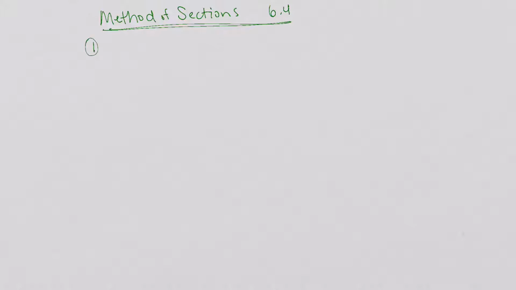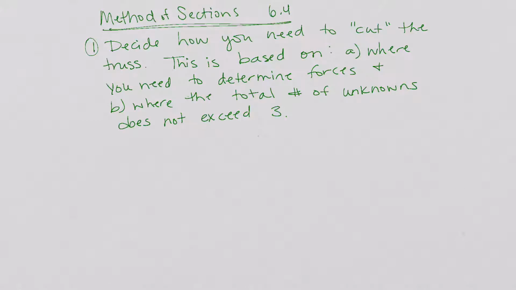The first step: decide how you need to cut the truss. This is based on where you need to determine the forces. If the problem tells you that you need to know these three forces, see if you can make a cut through those. But you also have to make sure that the total number of unknowns doesn't exceed 3. So you may need to cut somewhere you didn't really want to, just because you only have 3 unknowns, and then you may do the method of joints for the next one.